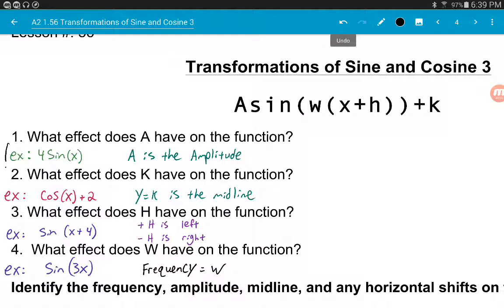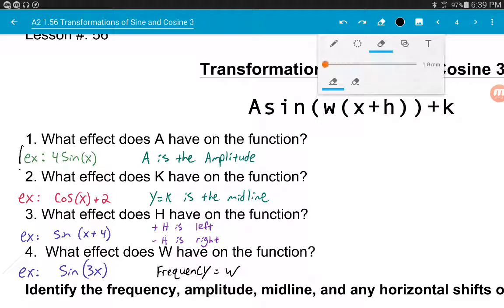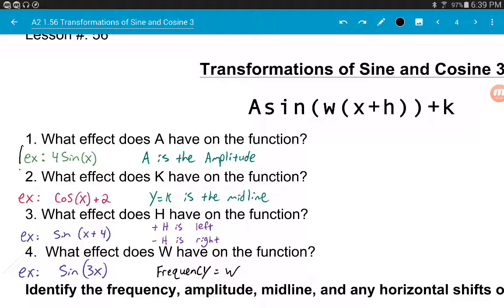Next is the last number, the plus k. The plus or minus at the end is going to be the midline. Y equals k would be the midline. So for my example here, cosine of x plus 2 is going to have a midline of y equals 2, positive 2. So if I had a cosine function, this would be the midline. Y equals 2.